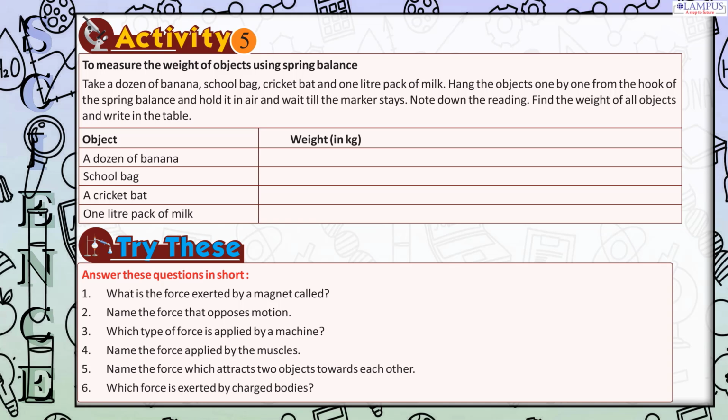Name the force applied by the muscles. 5. Name the force which attracts two objects towards each other. 6. Which force is exerted by charged bodies?